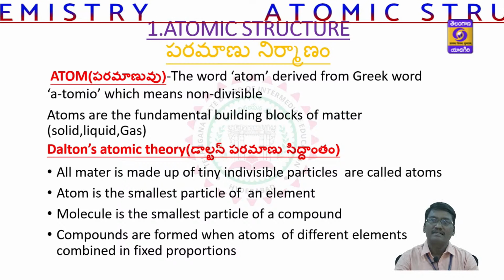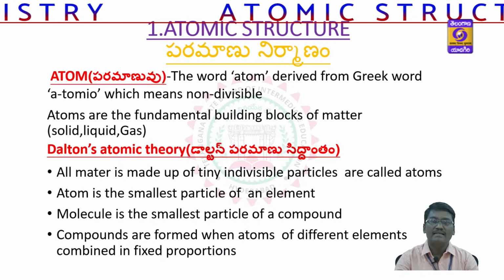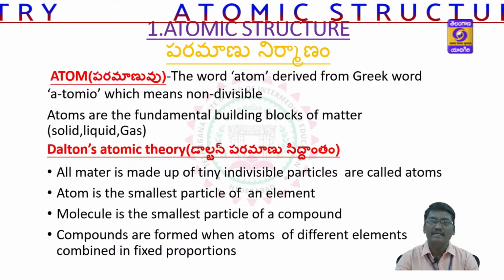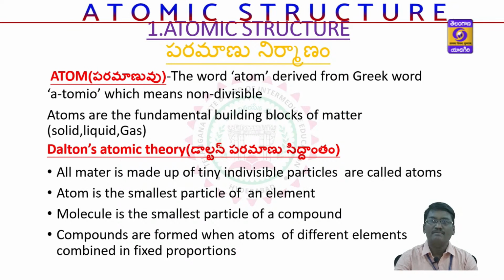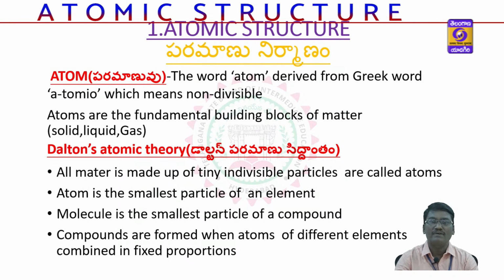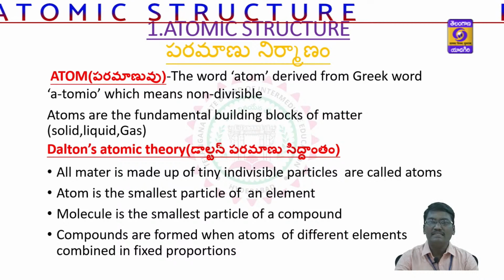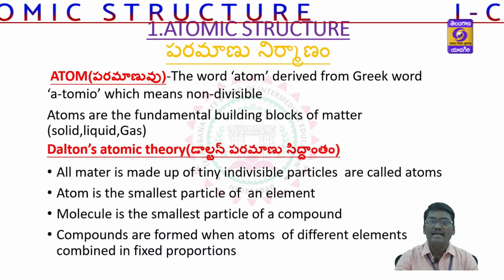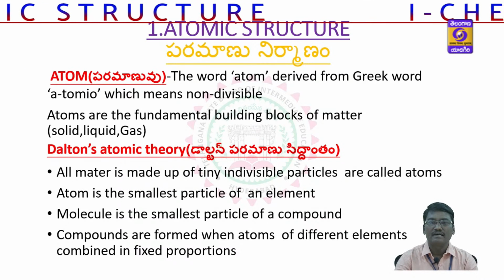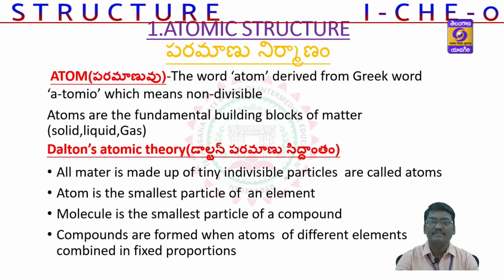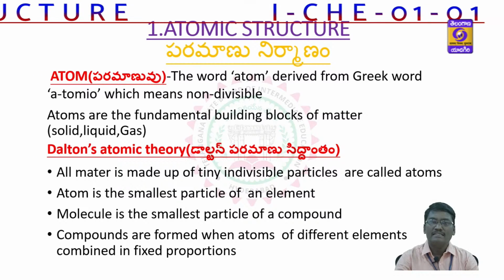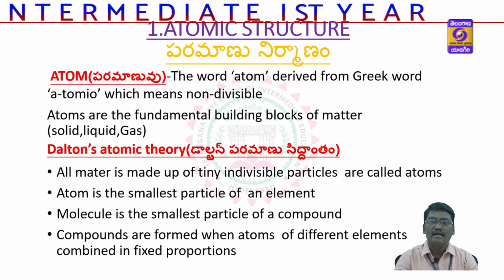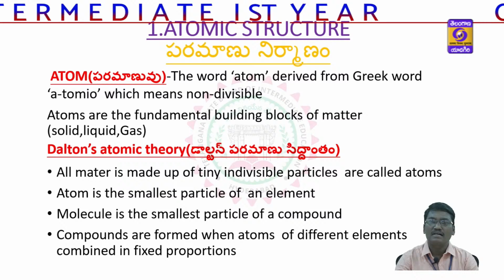Dalton's atomic theory: all matter is made up of tiny, indivisible particles called atoms. Atom is the smallest particle of an element. Elements are made up of identical atoms, that is, the same atoms combined to give the elements. Whereas a molecule is the smallest particle of a compound.